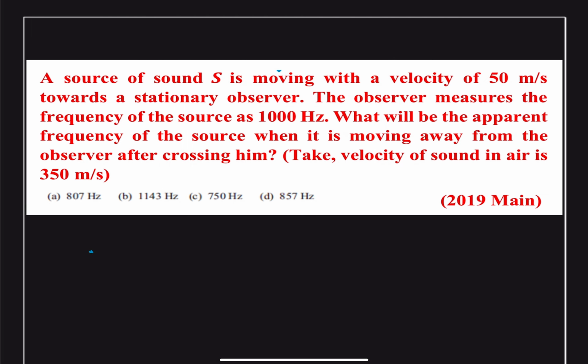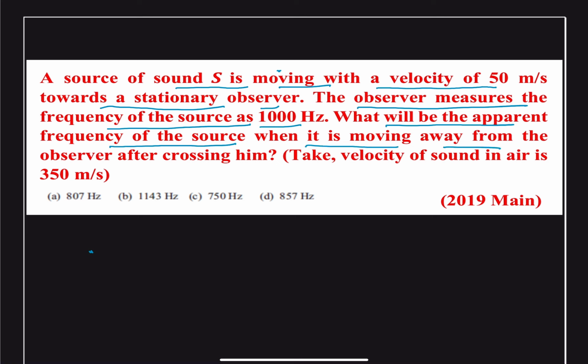A source of sound S is moving with a velocity of 50 meter per second towards a stationary observer. The observer measures the frequency of the source as 1000 Hz. What will be the apparent frequency of the source when it is moving away from the observer after crossing him? Take the velocity of sound in air as 350 meter per second. So this question is a combination of two Doppler effects.